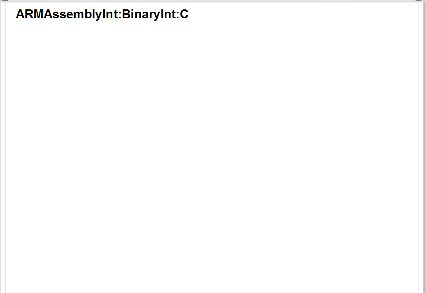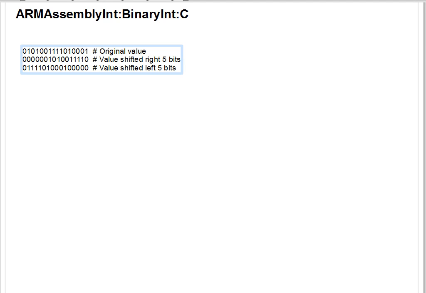In this segment, we'll discuss the effect of shifting bits left and right within a binary number. As we'll see in an upcoming code example, many ARM instructions permit bit shifting, moving the bits in a register or in a constant binary value some number of positions to the right or to the left. For instance, here's a 16-bit example shifted to the right and also to the left by 5 bits.